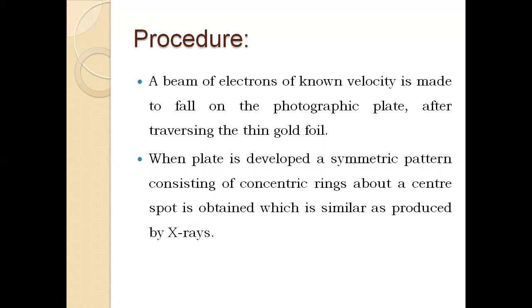Coming to the procedure, a beam of electrons of known velocity is made to fall on a thin gold foil, and those traversing the thin gold foil are collected on a photographic plate. When the plate is developed, a symmetric pattern consisting of concentric rings about the center spot is obtained, which is similar to the pattern obtained with X-rays.